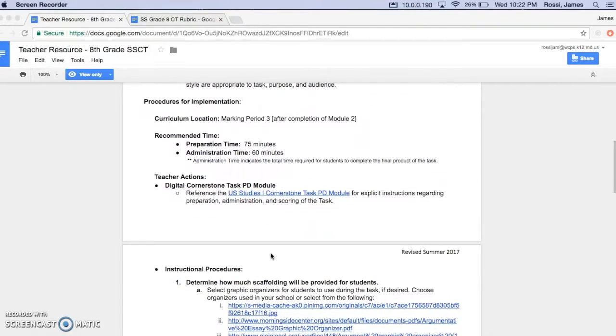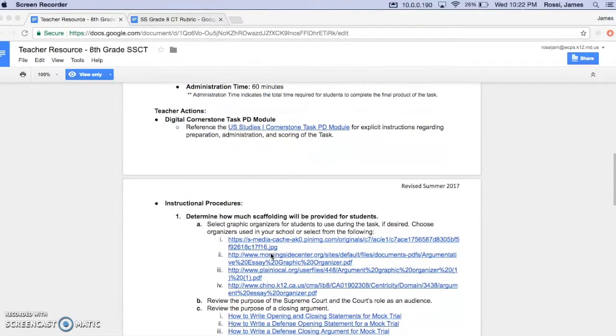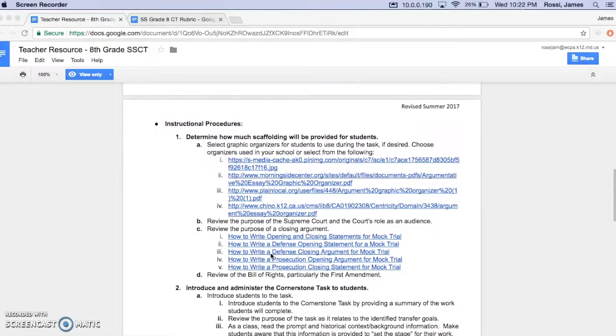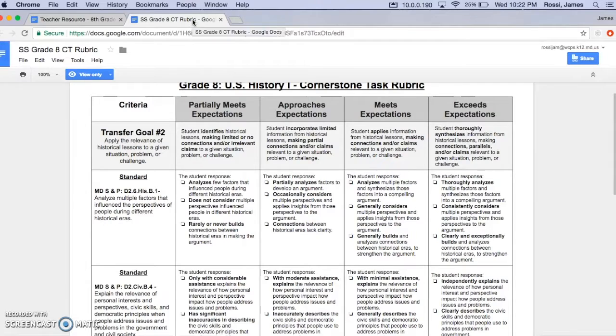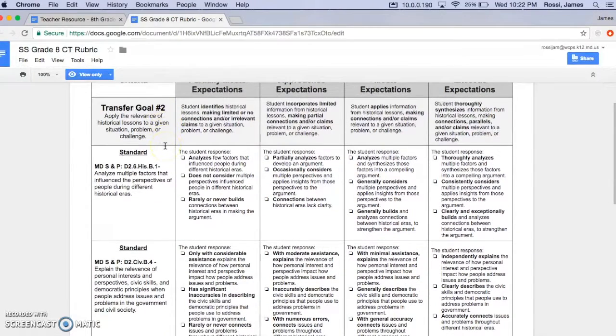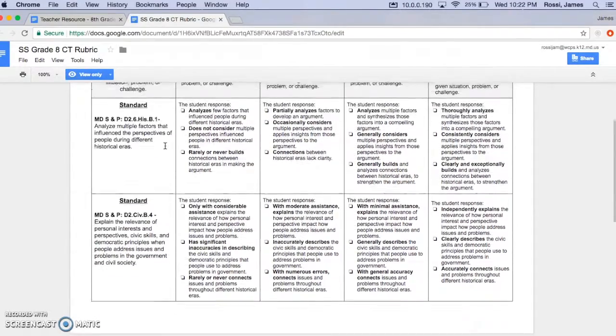and there are suggestions to review the purpose of the Supreme Court and the First Amendment from the Bill of Rights. It might also be beneficial to review the rubric with your struggling learners prior to completion of the task. The rubric does use some advanced language, so it might be prudent to review the rubric and develop a more student-friendly language for the rubric that might be easier for students to understand.